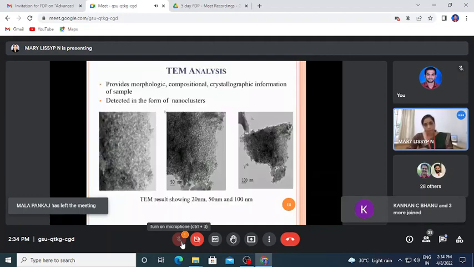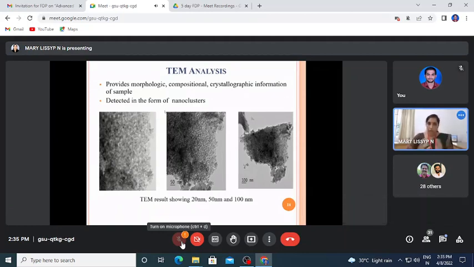Now coming to the TEM analysis. TEM analysis gives morphological and crystallographic information of the sample. Here it is done at different magnifications of 20 nanometer, 50 and 100 nanometer. In all these pictures, it is clearly visible that the particles are spherically shaped and together in cluster form. You can see agglomeration of particles; all particles stick together. That type of particles we call nanoclusters.